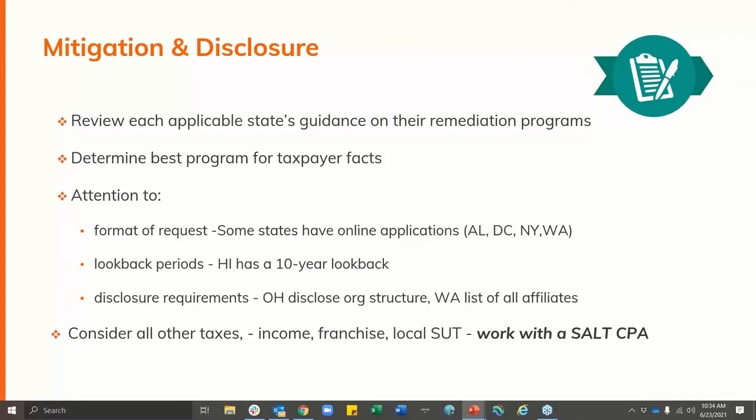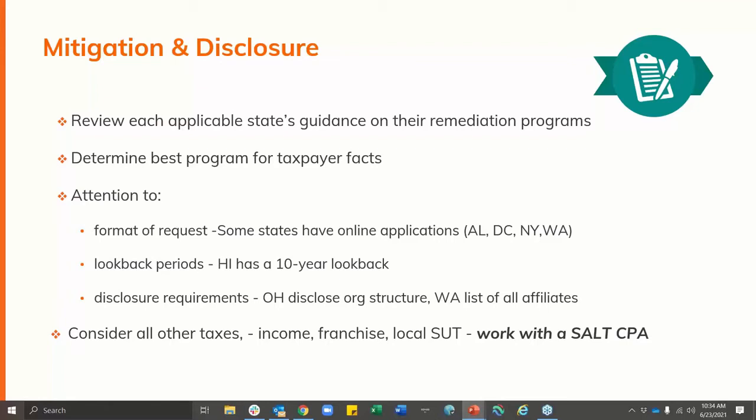So you've got to know, does my state have a voluntary disclosure program? I'm going to say the vast majority of states do. Do they have amnesty programs? There is a difference between amnesty and voluntary disclosure, and it's important to understand those differences.